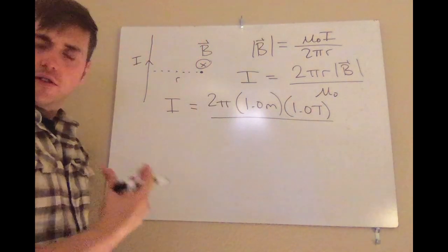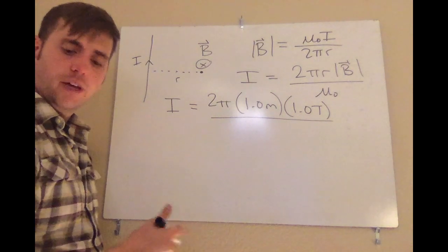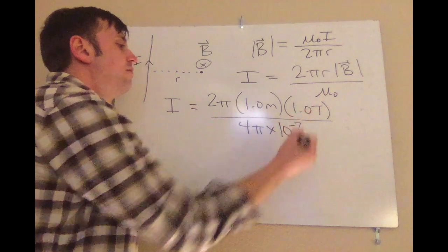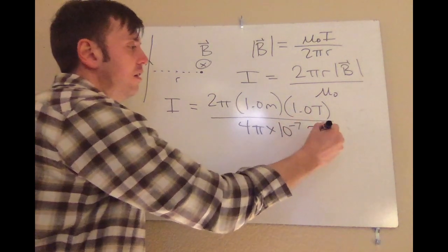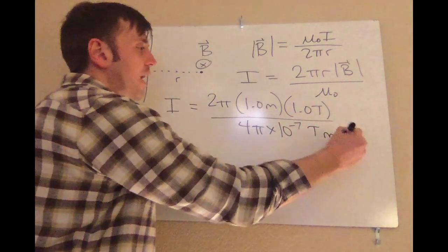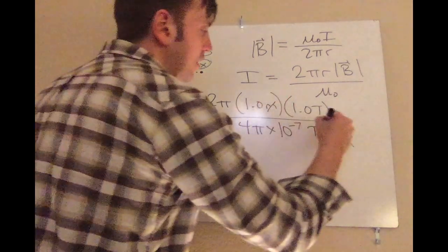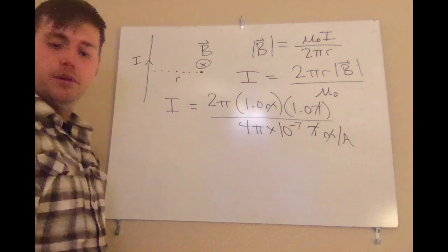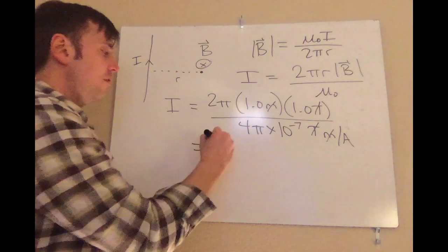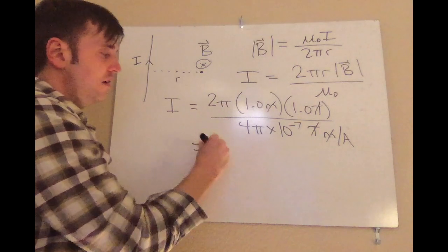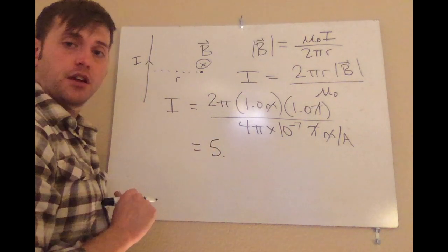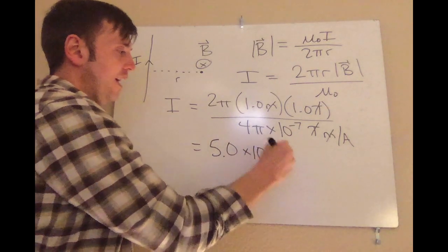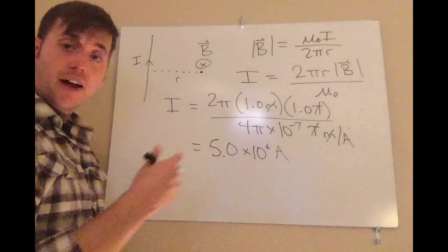And mu naught is just this constant called the permeability of free space. The value is 4 pi times 10 to the minus 7, and the units happen to be Tesla times meters divided by amps. So check this out. Meters cancel, Tesla cancel, and amperes go to the top. So we're going to get a current in units of amps. We get some ridiculous amount of current here. It's 5.0 times 10 to the 6 amps. Okay, 5 million amps of current.